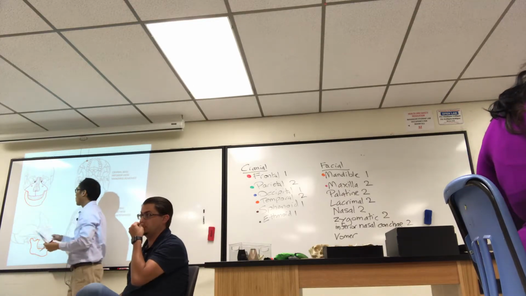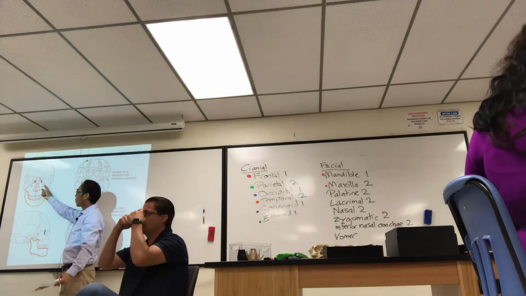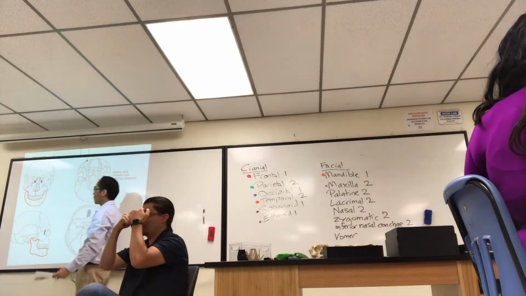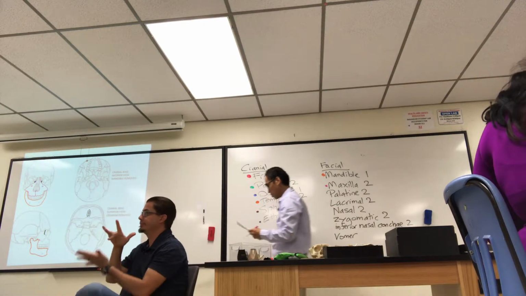You can see it forms around your nose. It's like the medial inferior aspect of the bony rim of your eye socket. It's right in the middle of your face. It's your central face bone.